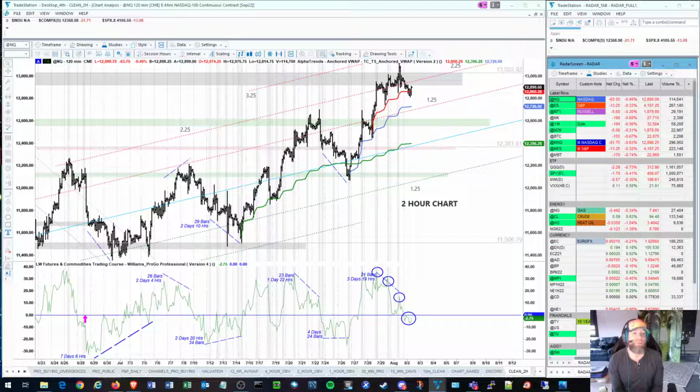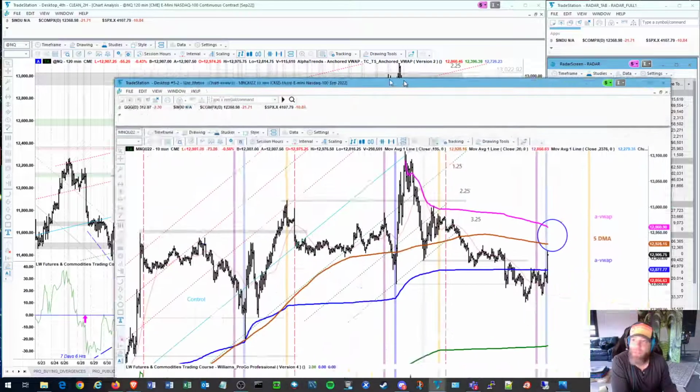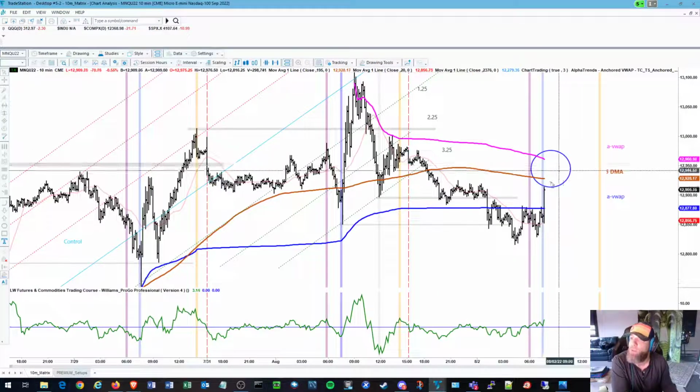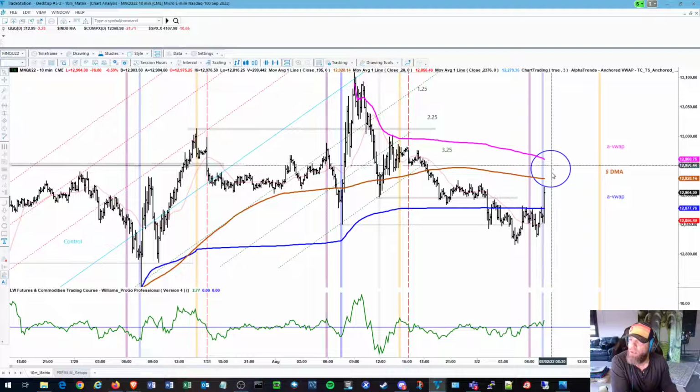I'm gonna wait for a position. I'm gonna wait for the morning noise, the morning heavy hitters to make a decision. Wow, they're really already pushing up towards that 5 DMA. So we'll get a pretty good look relatively early as to what the market wants to do.